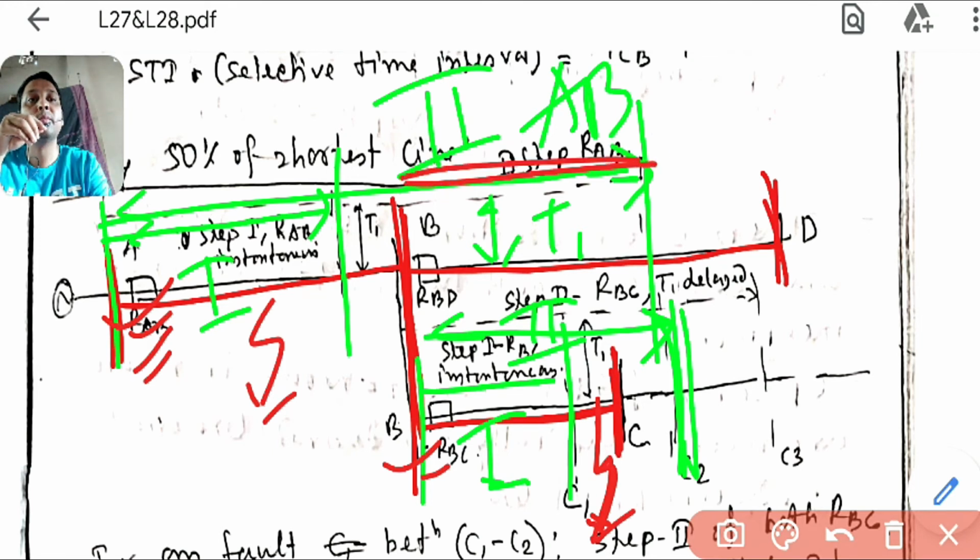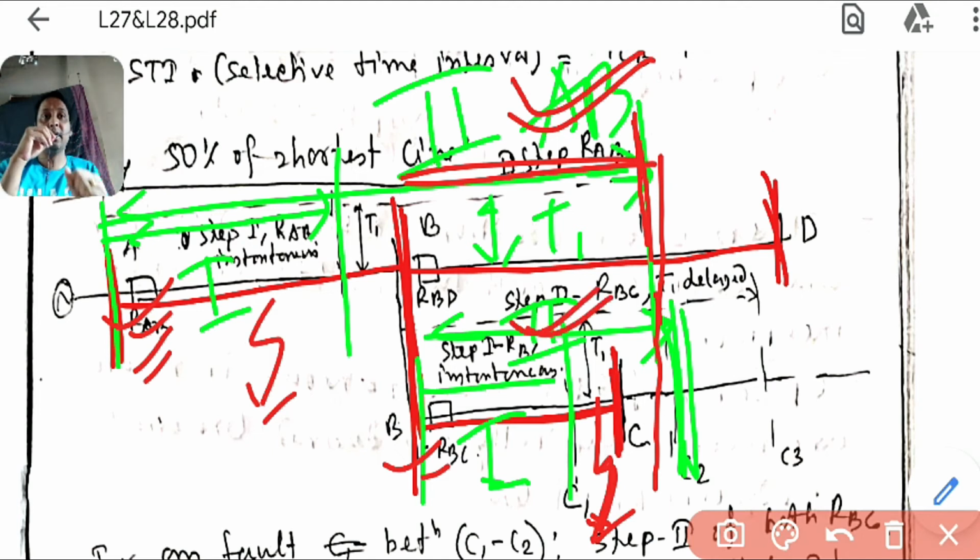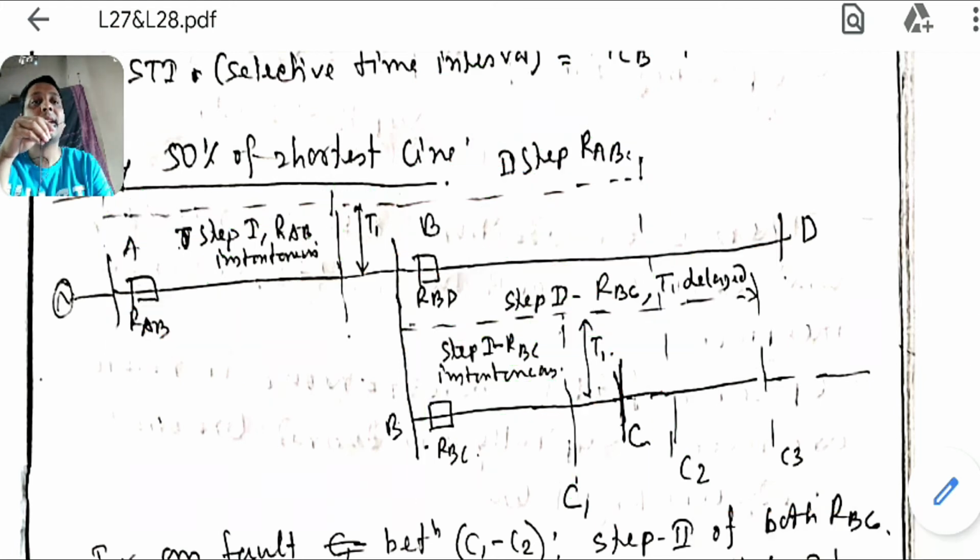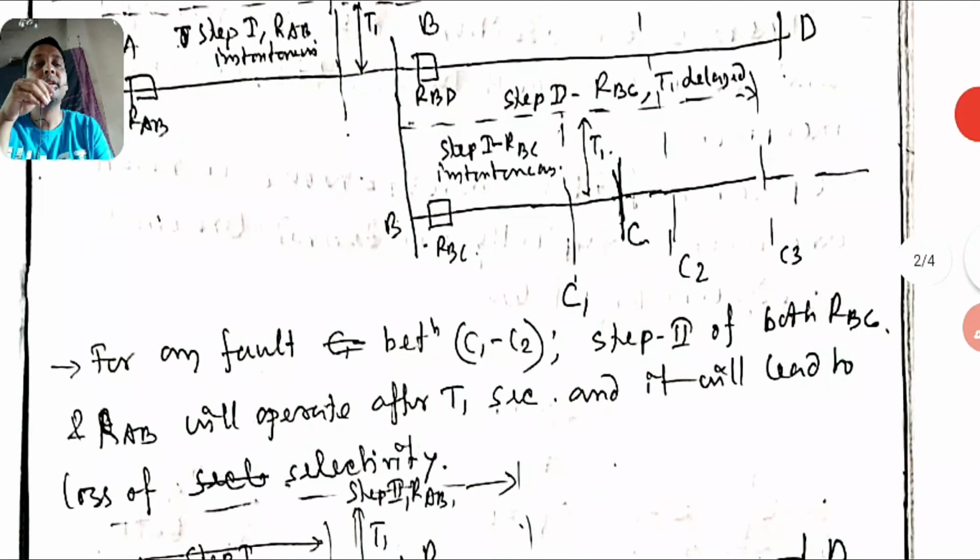You can see the step 2 is this much, up to this length. It was step 2 of the AB. So AB will also trip. And this is also coming to the second step of BC. So both the relays will trip. So what will happen? We will be losing selectivity. Unnecessary extra line will be tripped. So that's the idea.